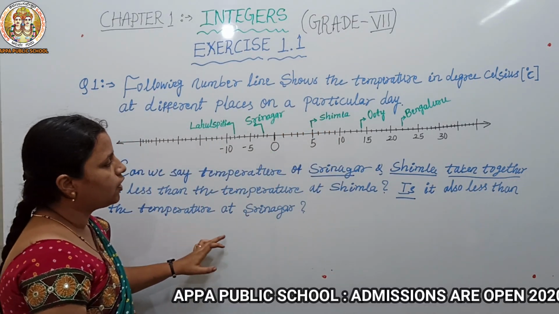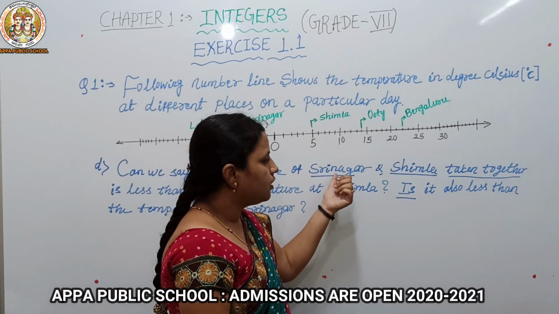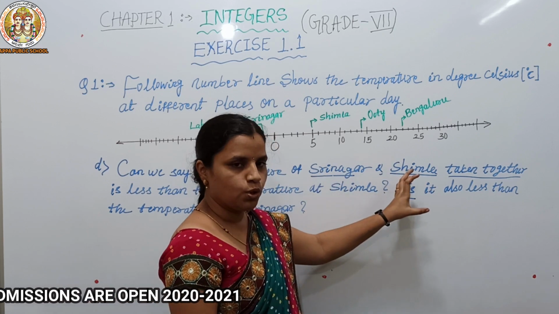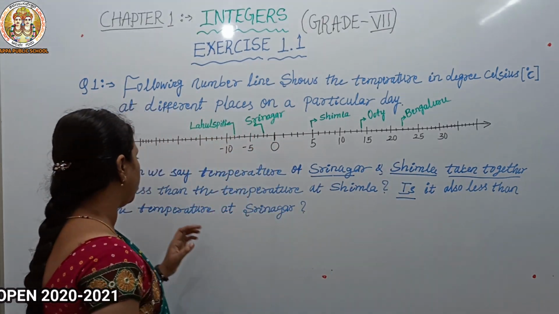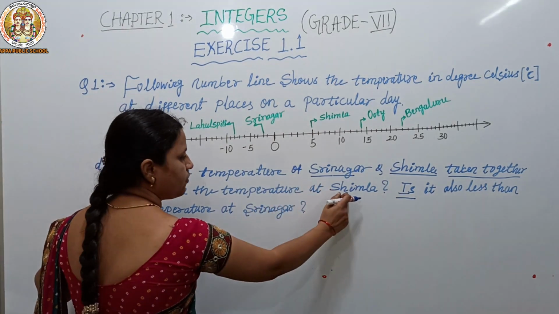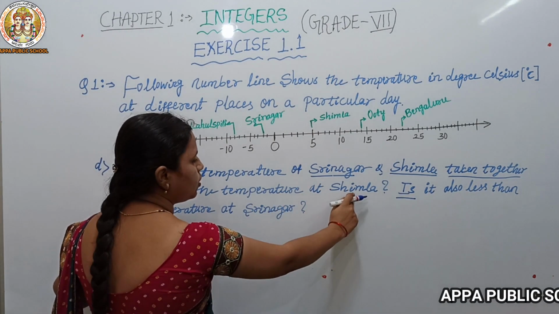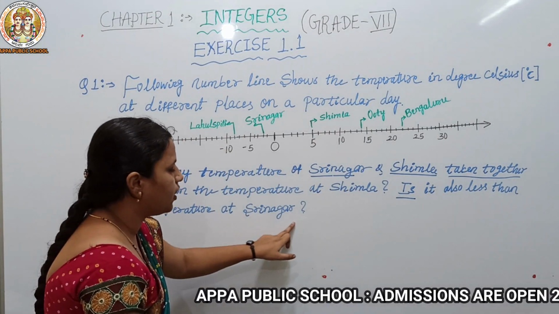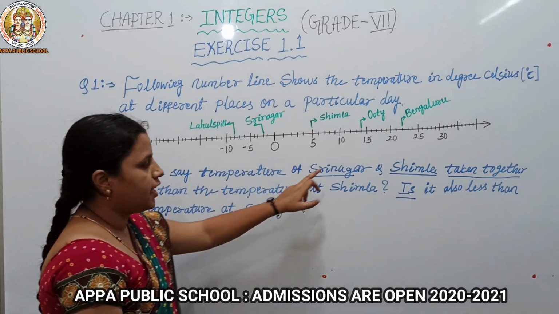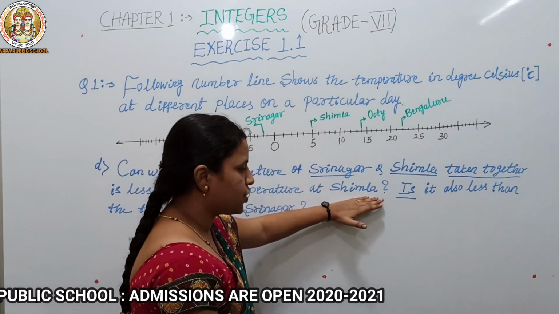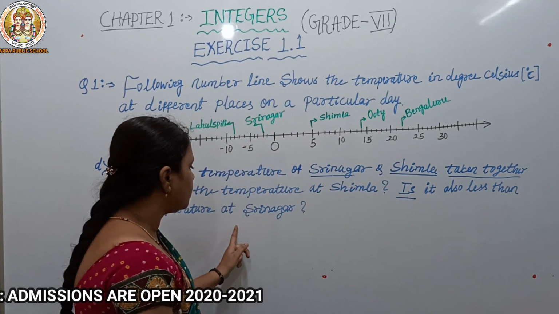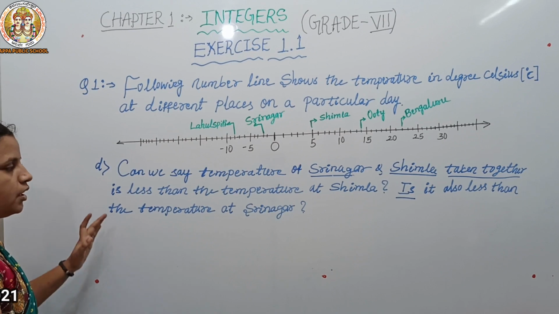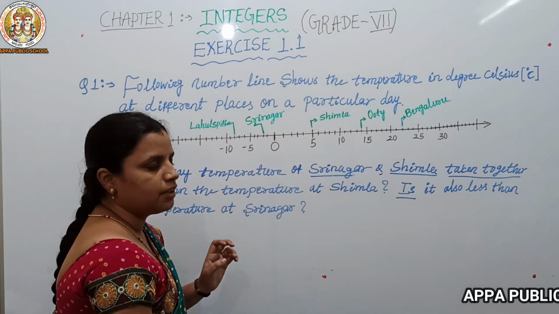See here what we have to do. First calculate the temperature taken together at Srinagar and Shimla. Add those two temperatures. And whatever the result you are getting, you have to compare first with Shimla, whether it is less than or more. And after that you have to compare with Srinagar. The same temperature, first you compare with Shimla, and again the same temperature you should compare with Srinagar, whether it is less or more, depending upon that taken together temperature.